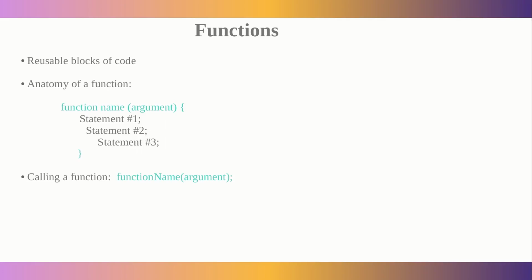We then call our function by typing in the function name and opening and closing brackets, inside which there may be one or more arguments, and followed by a semicolon. This is termed calling a function, and we call a function to execute the code within the function.